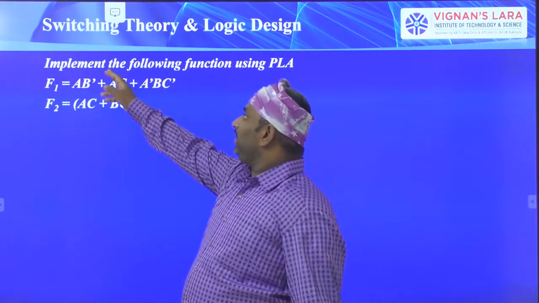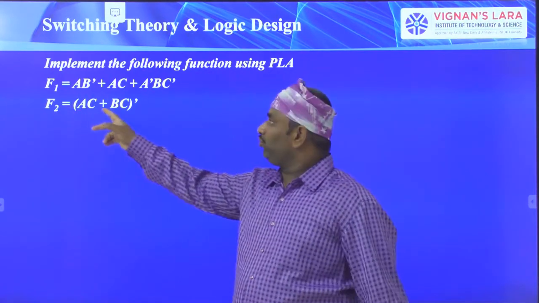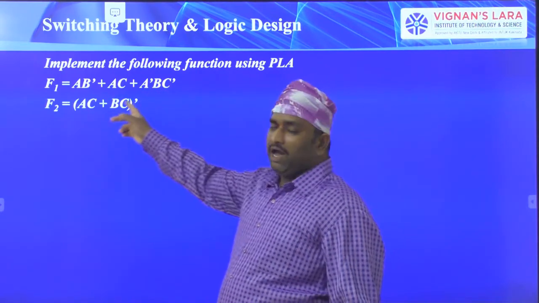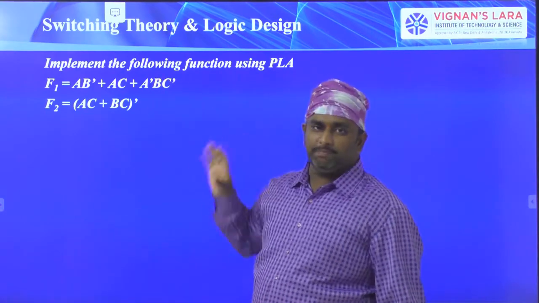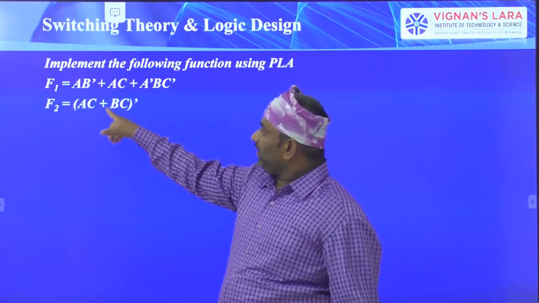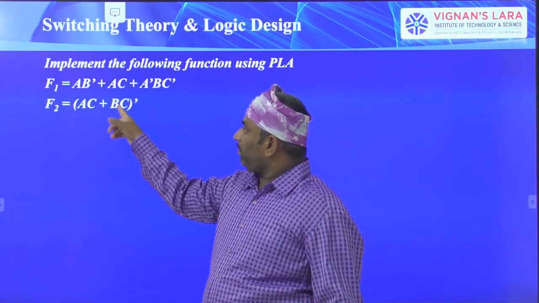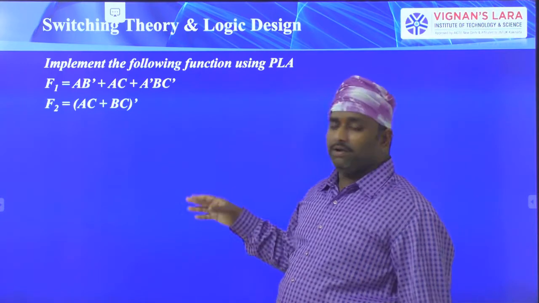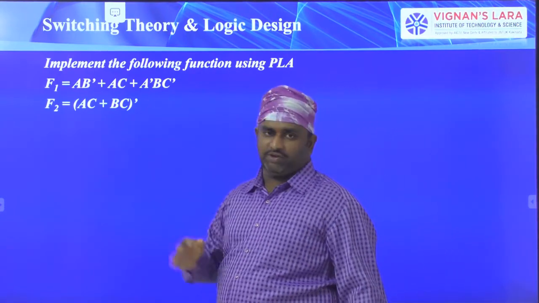Here the problem is to implement the following Boolean functions using PLA. They have given two functions. F1 is equal to AB bar plus AC plus A bar BC, and F2 is equal to (AC plus BC) whole bar. These two are the simplified expressions. So is there any chance to simplify these expressions? If you take the common C, it is (A plus B) into C, whole bar. Even if you take the common, there is no possibility to reduce the gates. So this is the simplified version for F2.